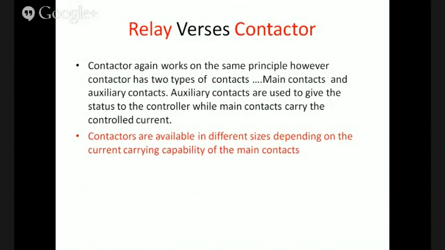Contactor again works on the same principle. However, a contactor has two types of contacts, main contacts and auxiliary contacts. Auxiliary contacts are used to give the status to the controller, while main contacts carry the control current. This is the difference. And contactors are available in different sizes depending on the current carrying capability of the main contacts.